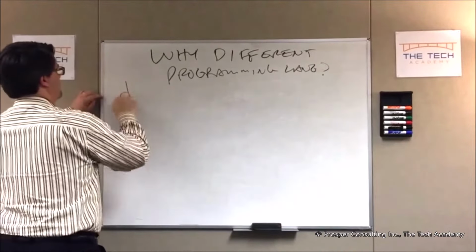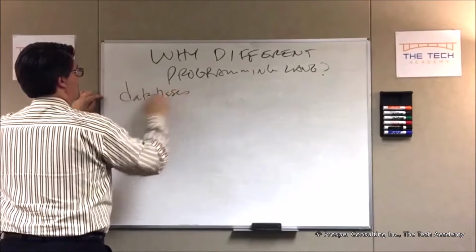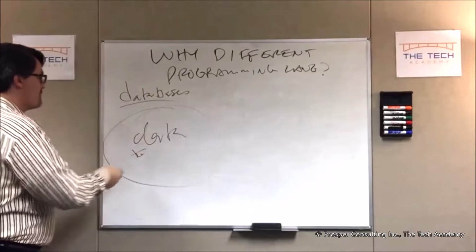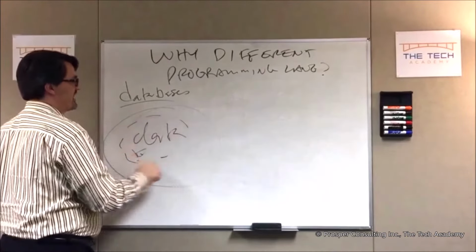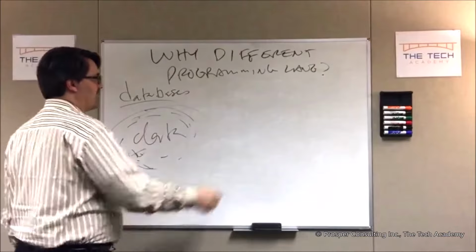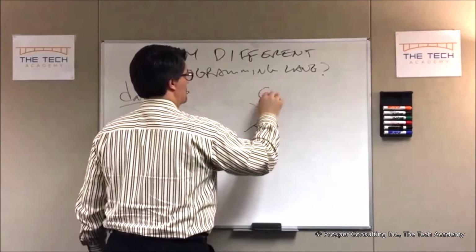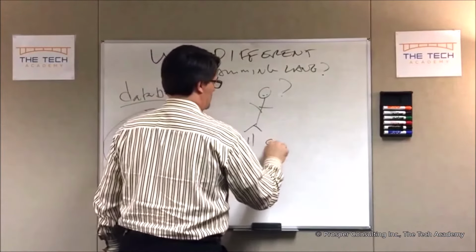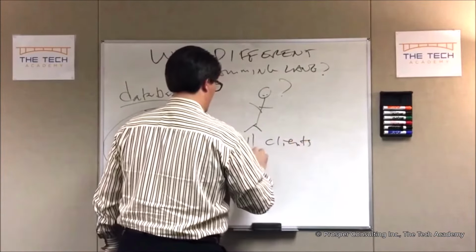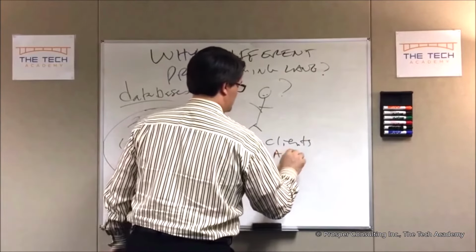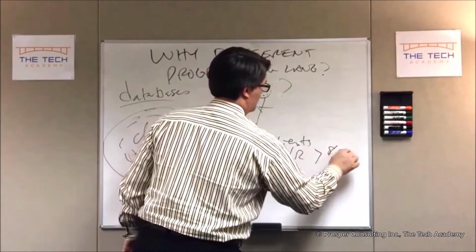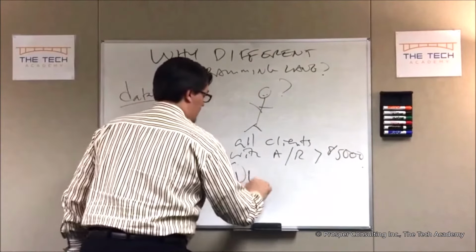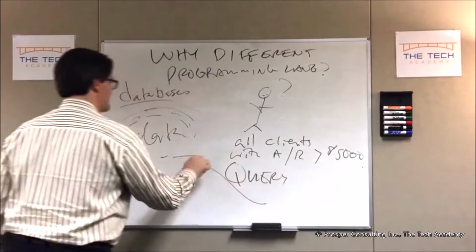So here's the thing about databases. You have a giant collection of data. It's sometimes billions or trillions of individual pieces of data inside this. And here you are, you're the user, and you have questions about the data. Let's say you want to find all clients with accounts receivable greater than $5,000. You need to execute what's called a query against this data.